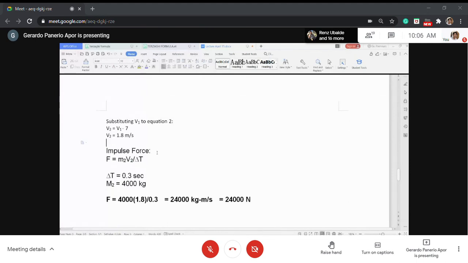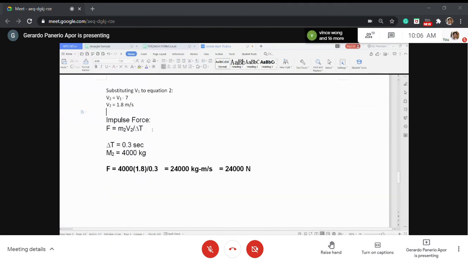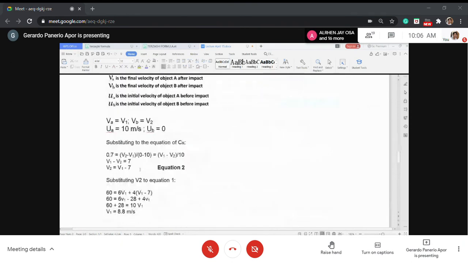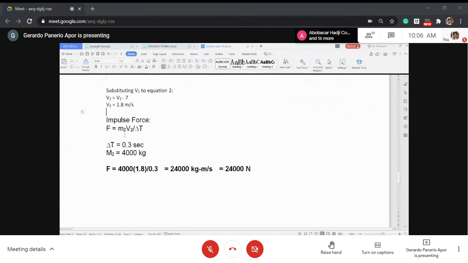So, by definition, the impulse force is equal to the mass of car 2 times V2 divided by delta T. Delta T, as given in the problem, is 0.3 second, the mass of car 2 is 4,000, and V2 is 1.8 meter per second. Applying that, you have an impulse force equal to 4,000 times 1.8 divided by 0.3, which is 24,000.